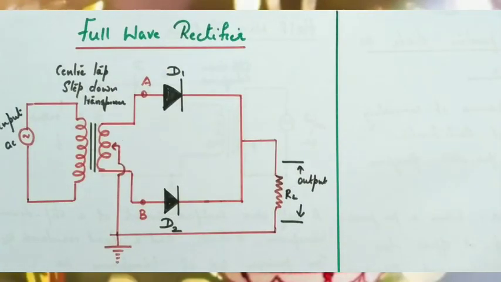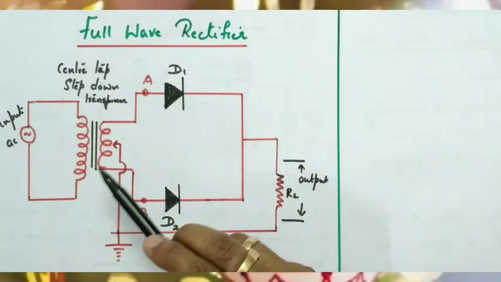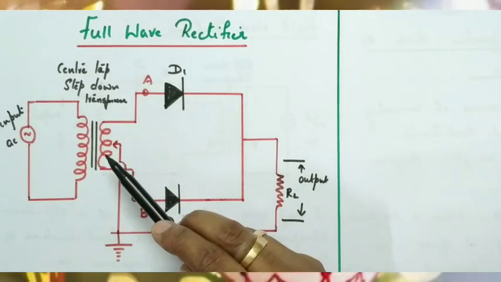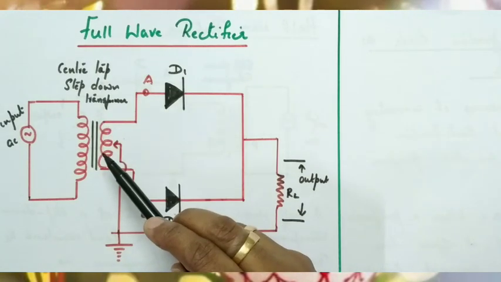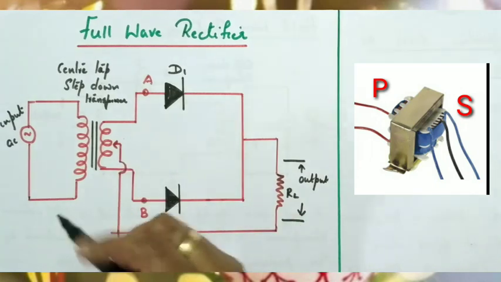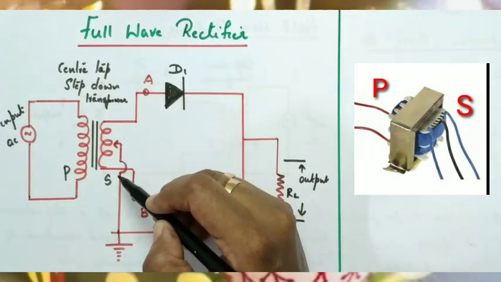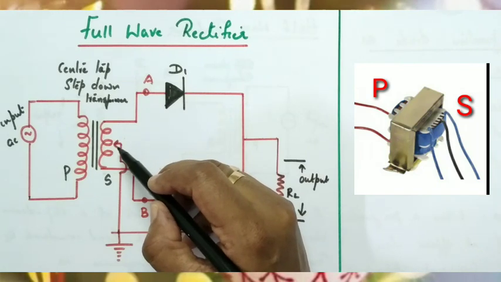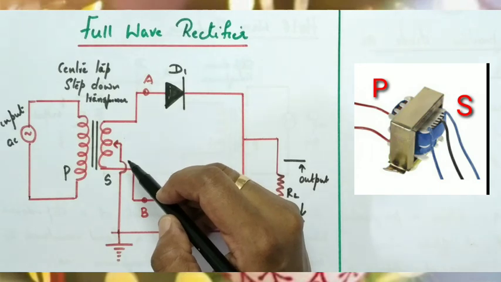Next we can see the full wave rectifier. Here also the circuit consists of a step down transformer. Okay, so this is called a center tapped step down transformer. Center tapped step down transformer means here in the secondary of the transformer actually 3 terminals are there. If the middle terminal is also used, that is called a center tapped step down transformer.